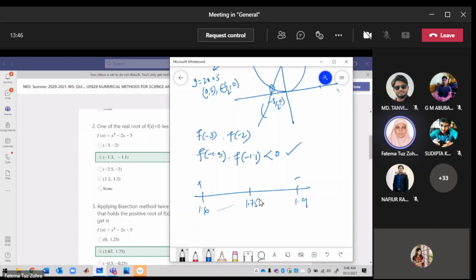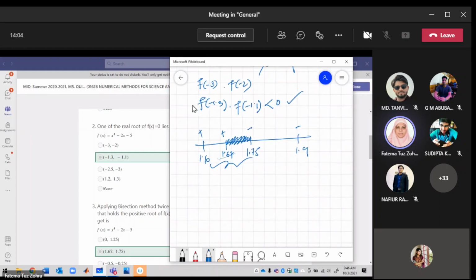1.75, yeah, 1.75. Then I'll check it again. Say this one is negative, so the root is in the interval. So I'll apply the formula again, and the next point you get is 1.67, and obviously that one is positive. So this is the interval of the root. So no need to go for the table as we do for the bisection method.